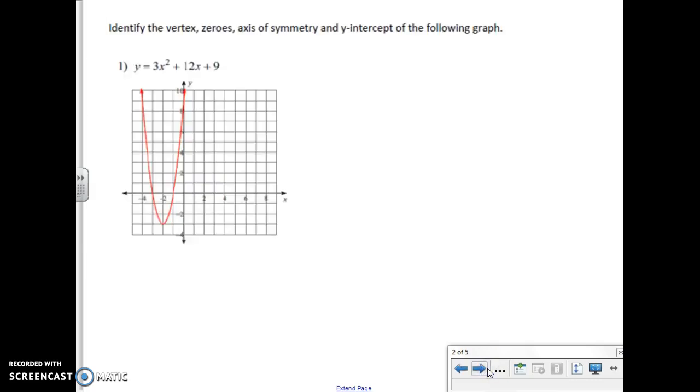This is an example of a graph. It's 3x squared plus 12x plus 9. What I want to do is identify what the vertex is. The vertex is the lowest point on the graph. So in this case, my vertex is right there. So my vertex's ordered pair is going to be the point (-2, -3). This is the lowest point on my graph.